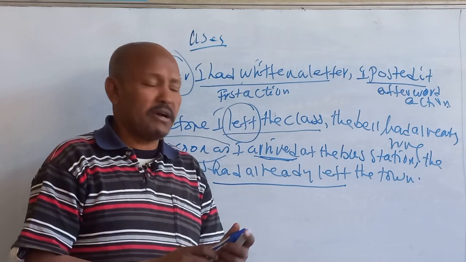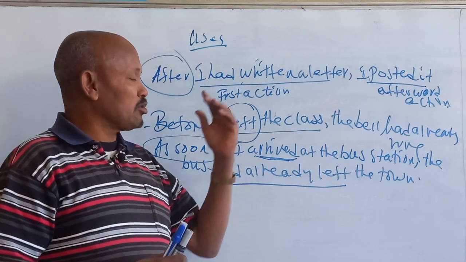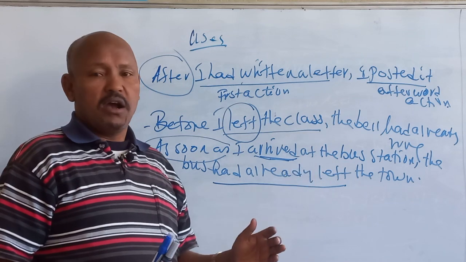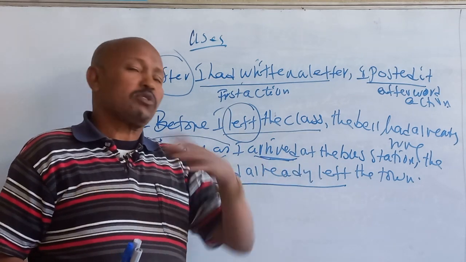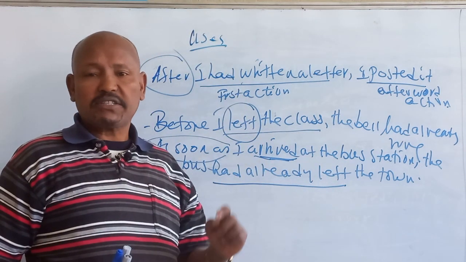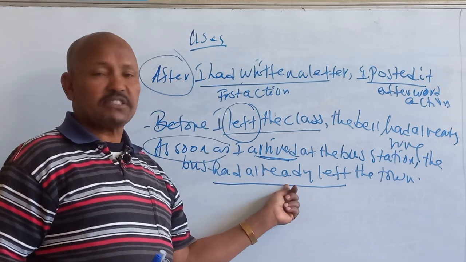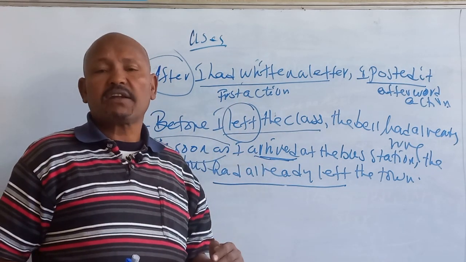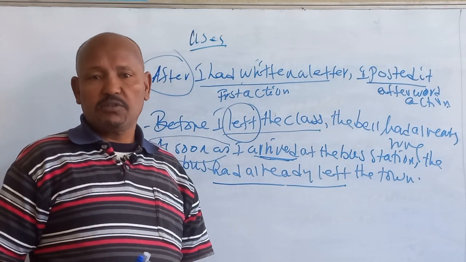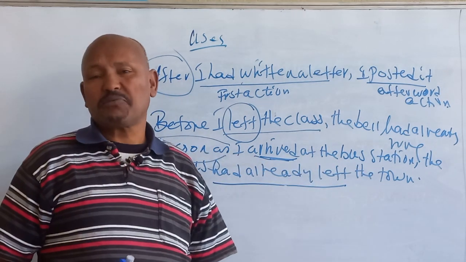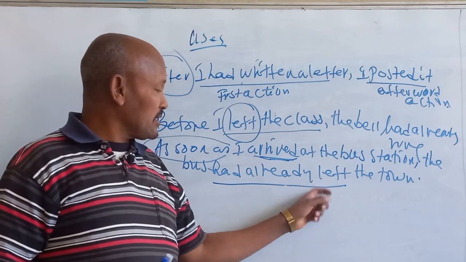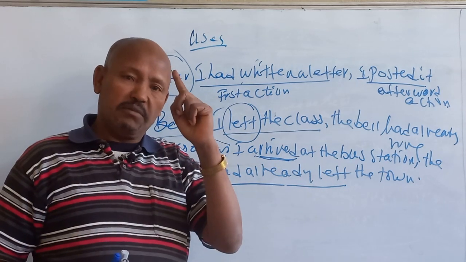So what comes first here? The first thing is the bus had already left the town, and the second thing is arrived at the bus station. It means here. So totally this is an example of the past perfect, right? This is an example of past perfect.